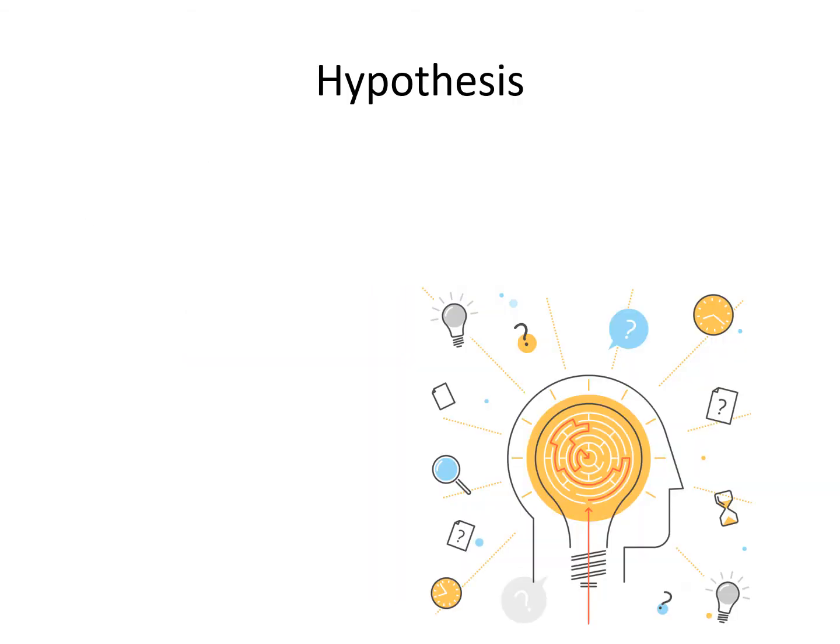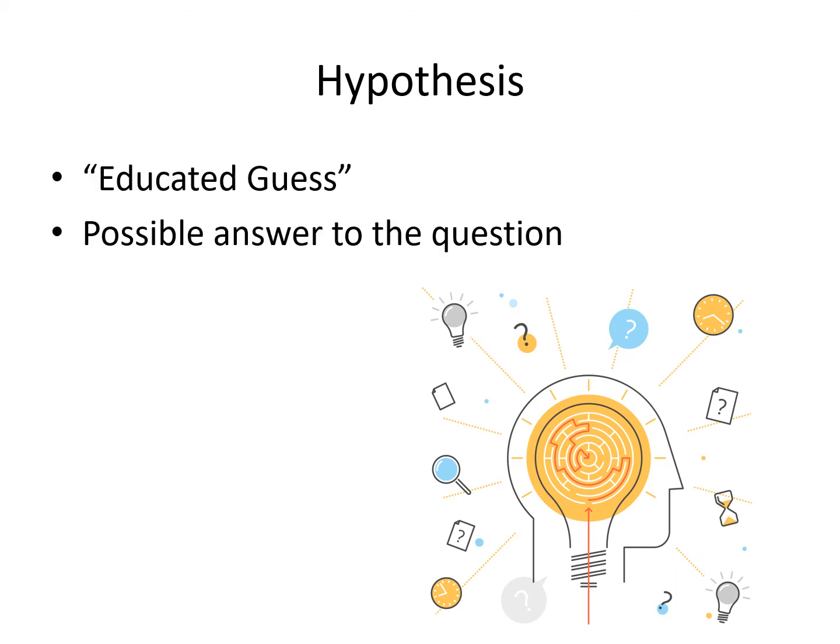The next stage of the scientific method is hypothesis. And a hypothesis is often referred to as an educated guess. It's a guess as to the possible answer to the question. The reason it is referred to as an educated guess is because you've done all the observation ahead of time. So a hypothesis is a pretty good guess as to what the answer to the question is.